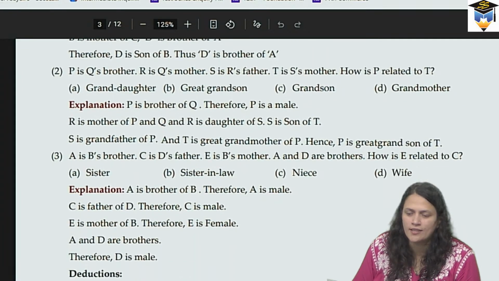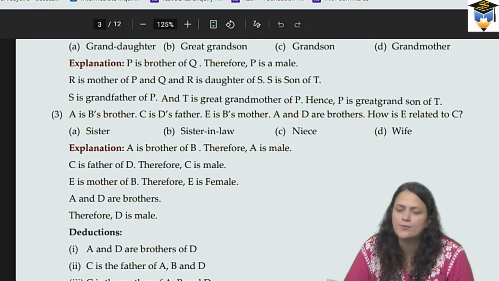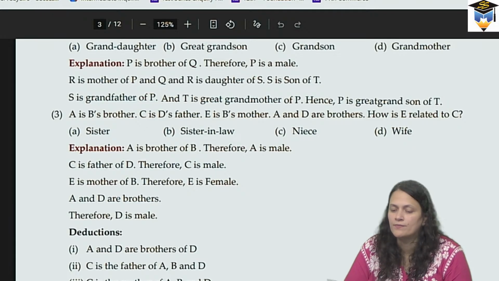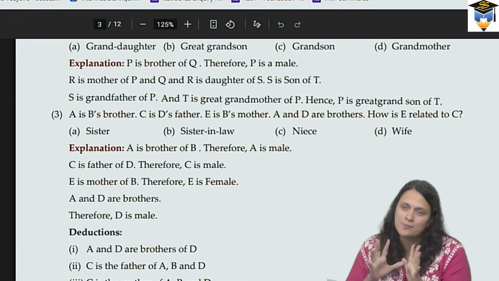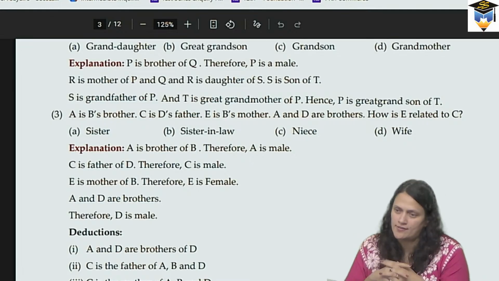So first and second are done. Now the third one. A is B's brother. C is D's father. E is B's mother. A and D are brothers. So how is E related to C? So E is the wife of C. That is the question. And generally spouses are now shown by double-headed arrows, so you understand they are spouses. Otherwise they are siblings. That will help you.